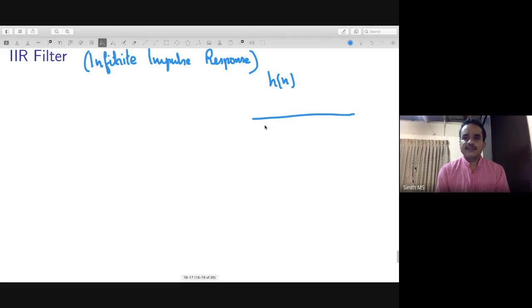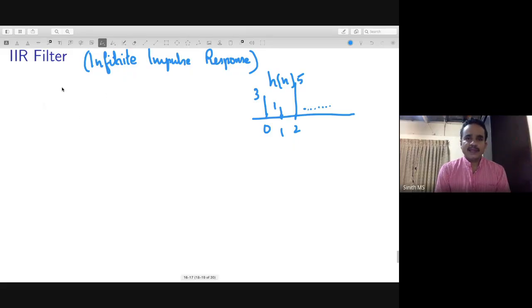So that means at 0 it may have some value, say 3. At 1 it may have some value 1. At 2, say it has another value, say 5. And it will have infinite support. This is not finite. You cannot tell that it's in this interval or that you have this many values. It will have an infinite number of responses. So let us take some examples to see whether something like that is possible or not.